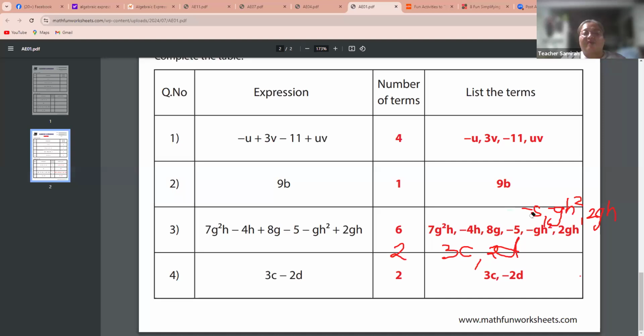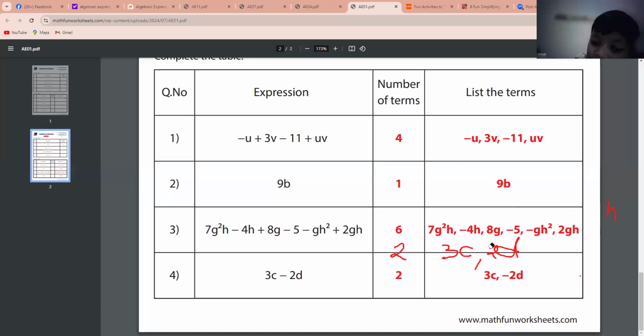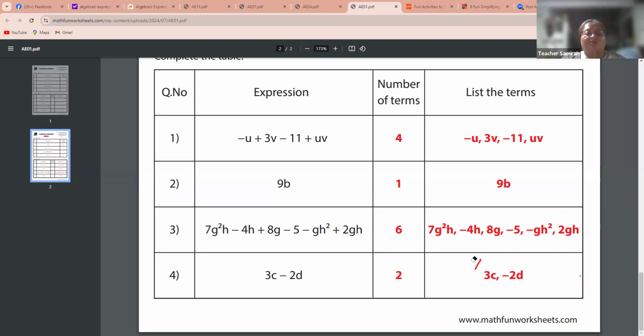Are you happy about that one, Mark? Look at the list of the terms. And you were able to guess? We answer 3C, 2D. Yes. Well, the answer says 3C minus 2D, which is yes.